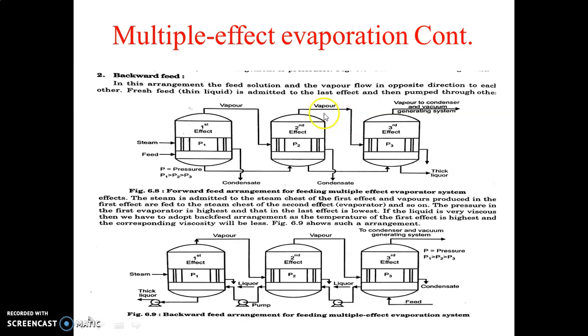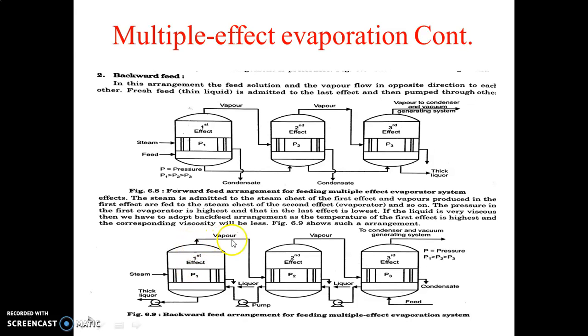Then there is another system known as the backward feed. In this backward feed arrangement, this is forward and this is backward. In this case, you have to add the feed at the last effect, and you have to add the steam in the first effect.